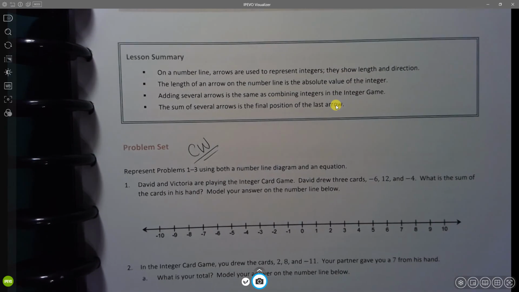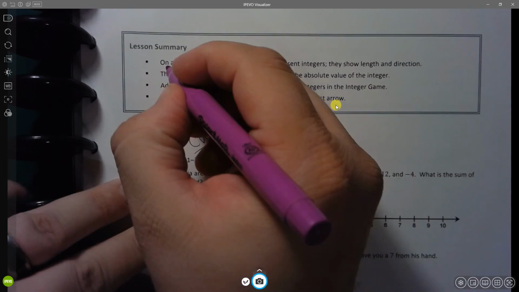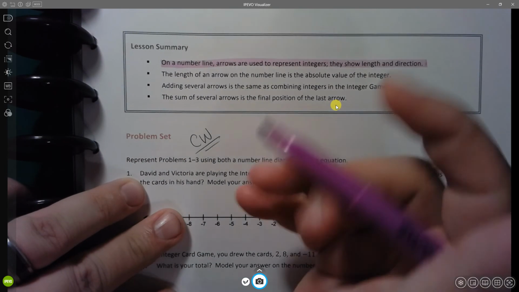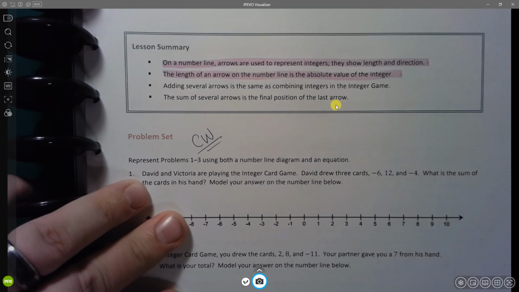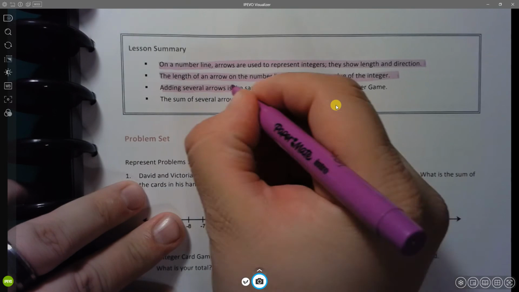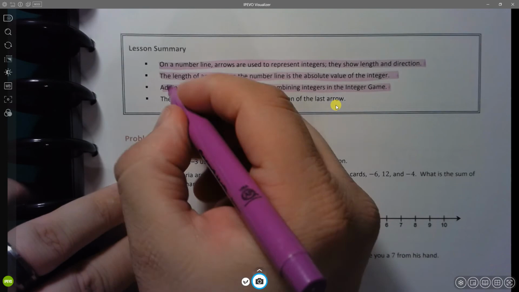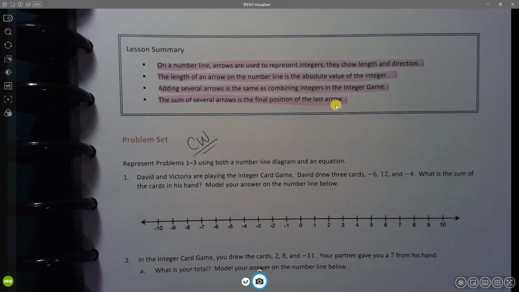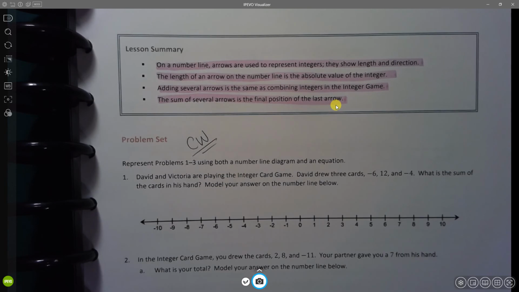All right? So let's go over real quick the lesson summary. On a number line, arrows are used to represent integers. They show length and direction. The length of an arrow on the number line is the absolute value of the integer. Adding several arrows is the same as combining integers in the integer game. And the sum of several arrows is the final position of the last arrow. We looked at that when we had our classwork problem. You saw those three arrows getting all mixed up together. That's the same thing here. The sum of several arrows is the final position of the last arrow.